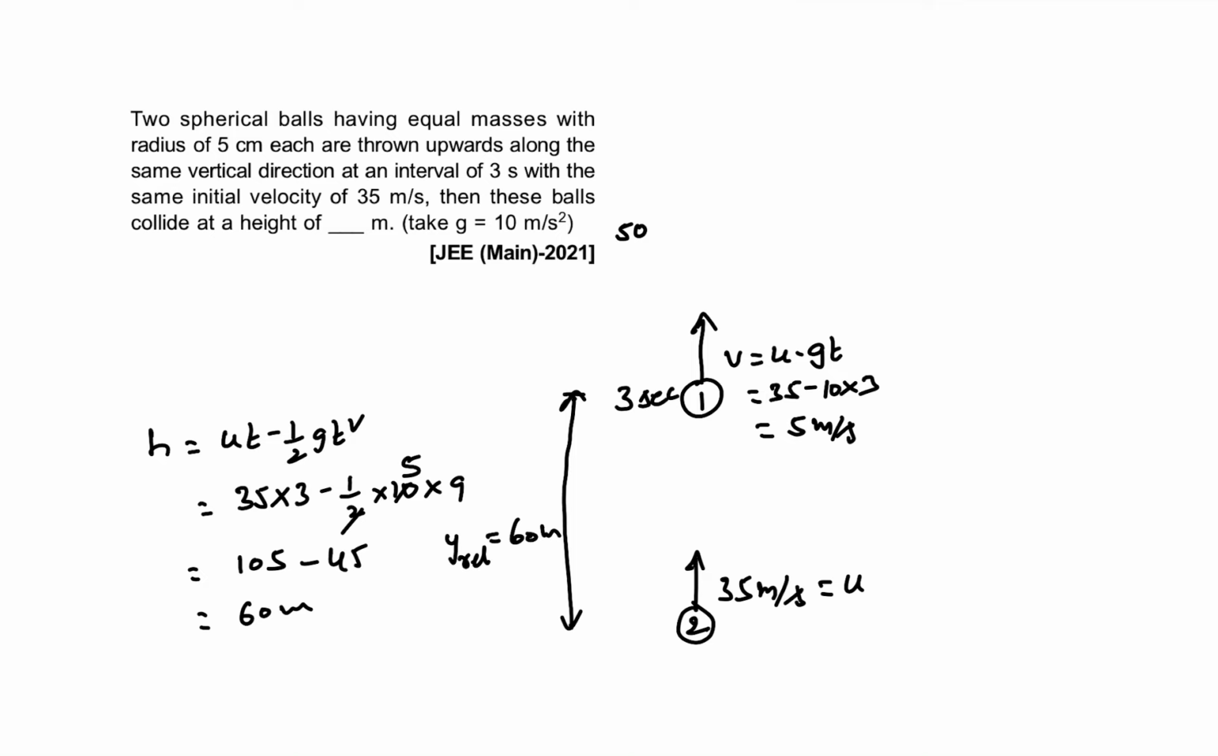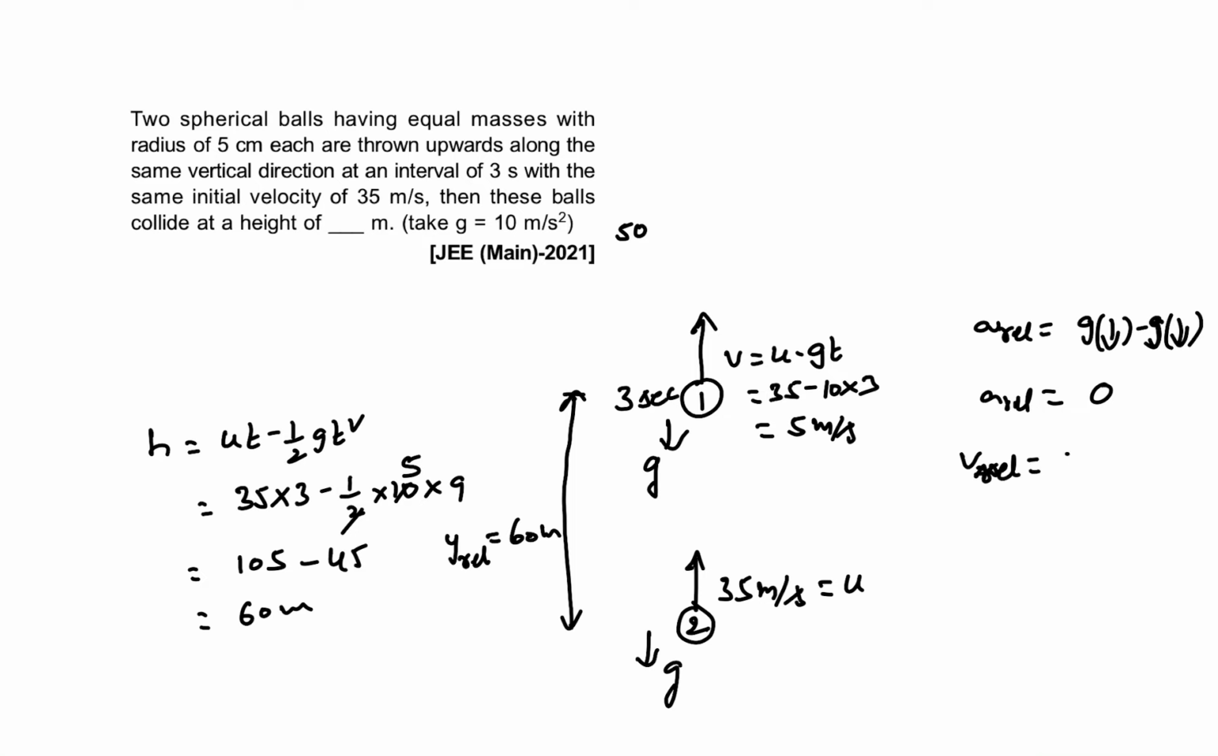This is actually y relative. Y relative is this. And what is the a value? Here g is downward direction. For this also g is downward direction. We can say a relative value can be written as g downward minus g downward. So finally you will get 0. Nothing but a relative value is 0.